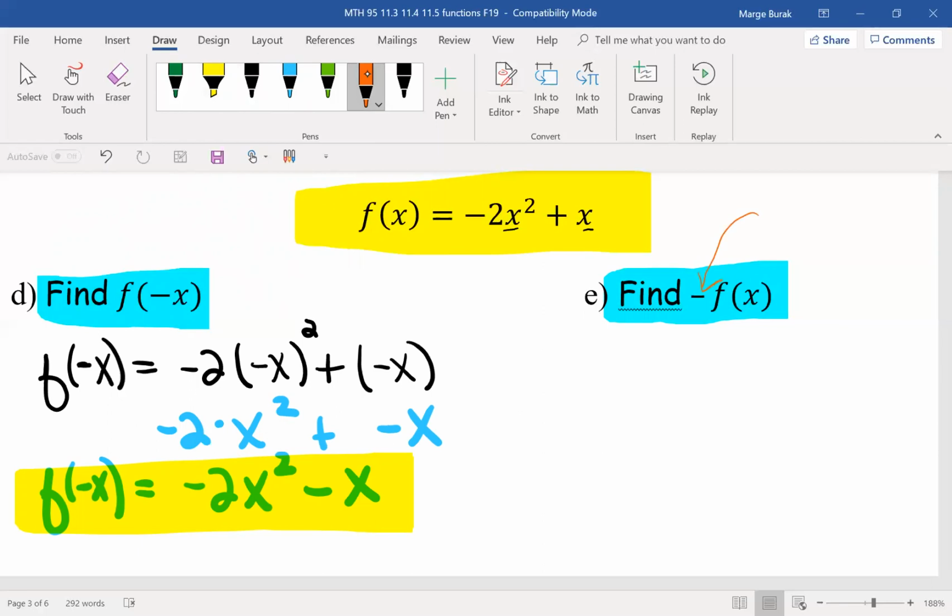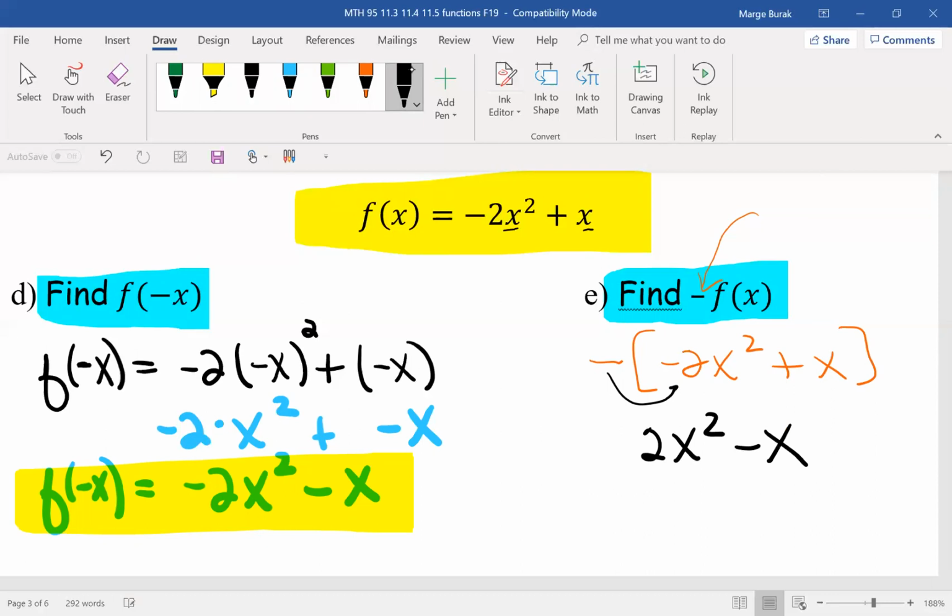That just means I need the opposite of my function. So I'm going to put negative, and then what is my function? It's negative 2x squared plus x. And then I just distribute that negative in. So that becomes a positive 2x squared and a minus x. So negative f of x equals that. I hope you can see the difference. When the negative is inside, it stays inside wherever inside the function. And if it's outside, it just negates the whole function.